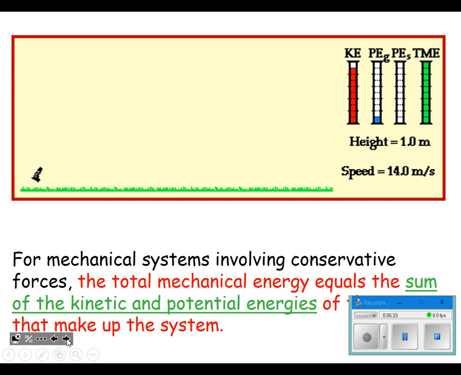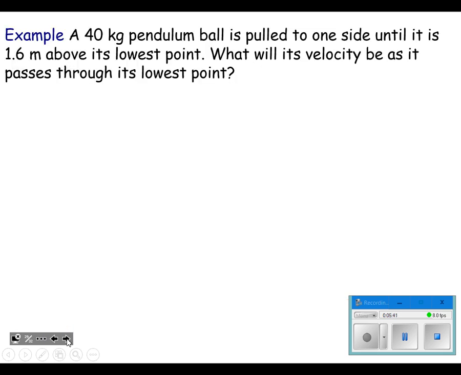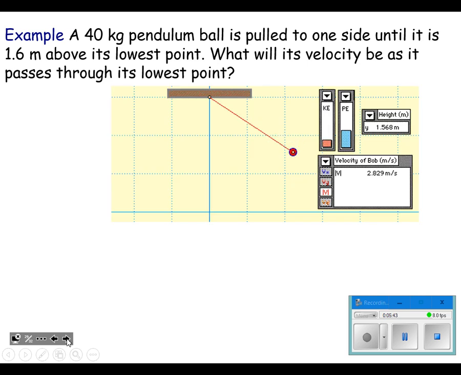We have another example here, again, for mechanical systems. The total mechanical energy equals the sum of the kinetics and the potentials. So I have a 40 kilogram pendulum ball. It's pulled to one side until it is 1.6 meters above its lowest point. I want to know what its velocity is going to be as it passes through its lowest point.